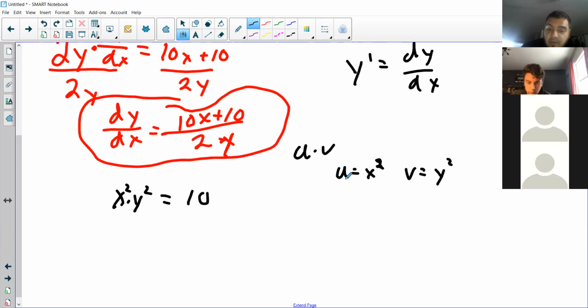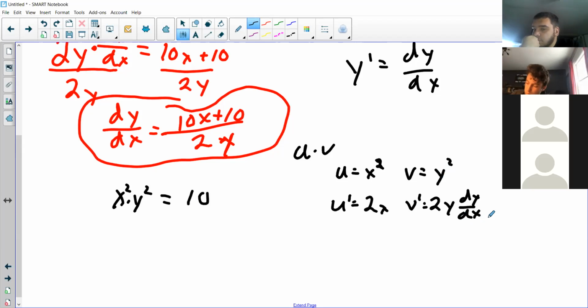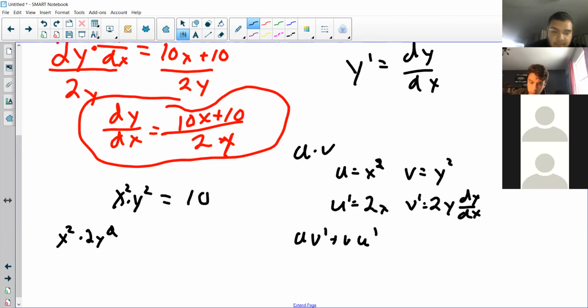No, this is where you have to actually do a product rule. So the derivative of u is 2x. So u prime is 2x. The derivative of v is v prime, which is 2y dy/dx. So if you don't remember the product rule, u v prime plus v u prime. So u, x squared, times v prime, 2y dy/dx, plus v, which is y squared, times u prime, 2x, equaling the prime of this, which is simply 0.